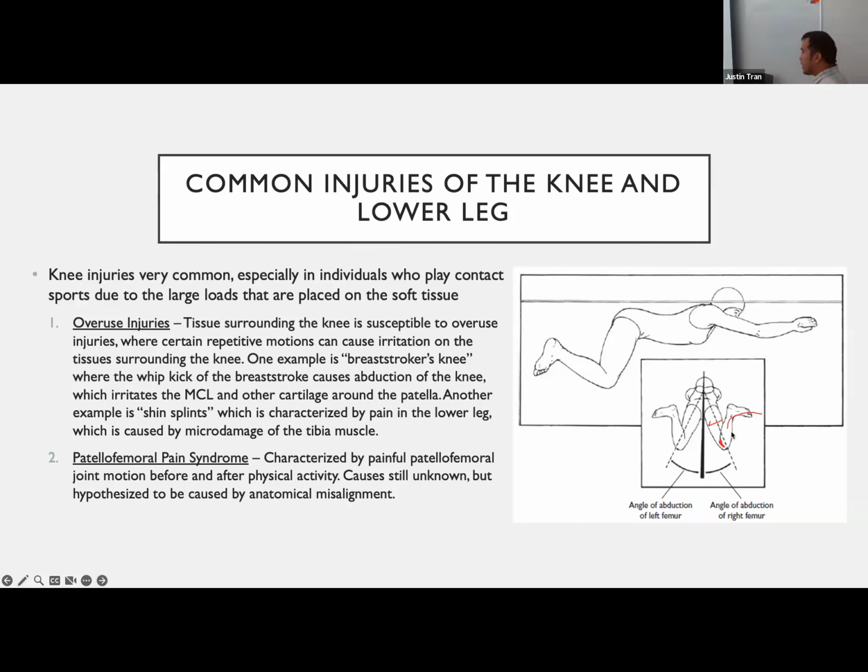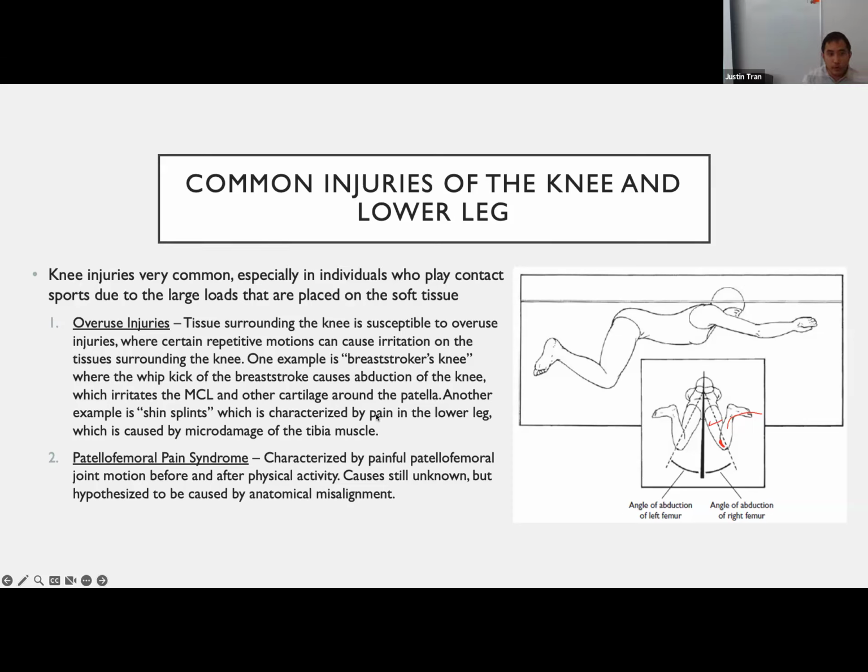Even though it's not as traumatic as having a 300-pound person strike you from the outside, if you do this enough, especially for swimmers who train as much as they do, it can add a lot of fatigue and micro damage to the MCL. It can cause a lot of pain and discomfort in that area.